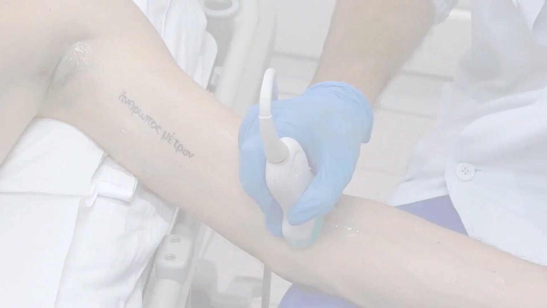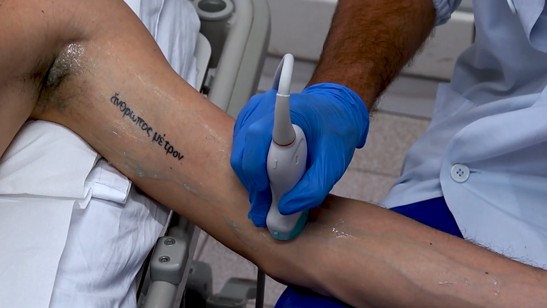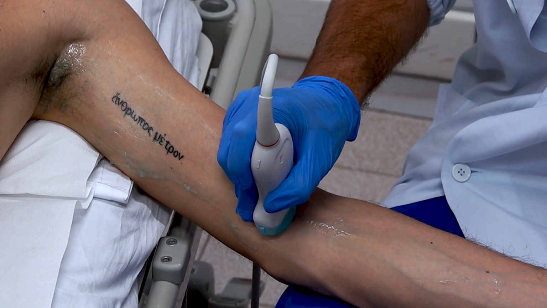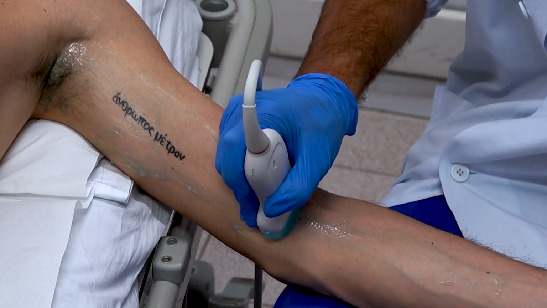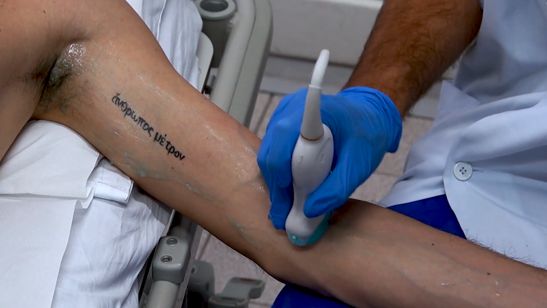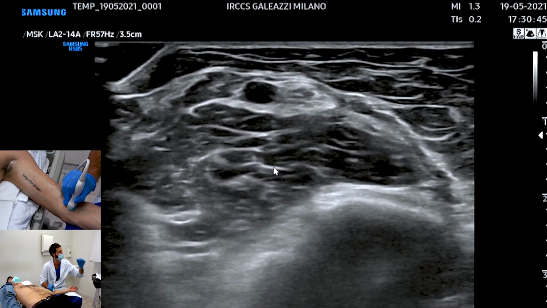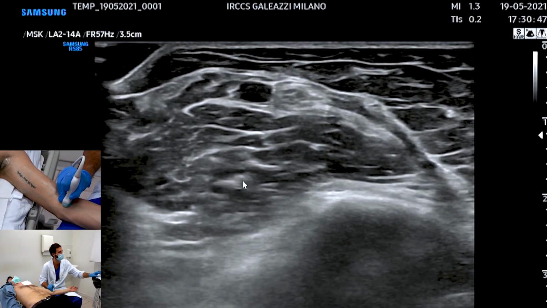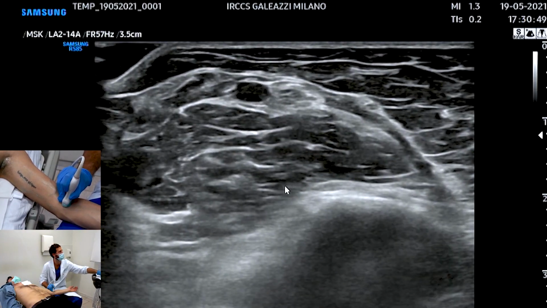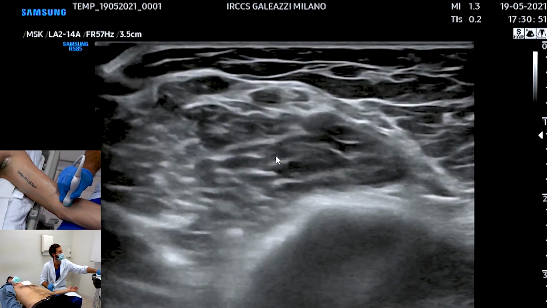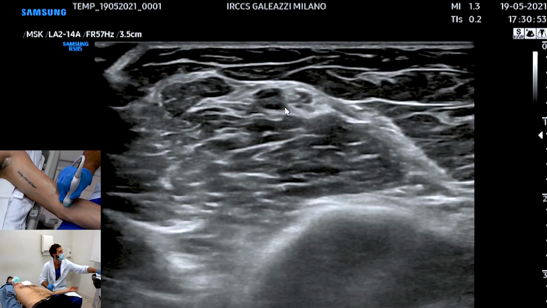And now let's go back again to the live ultrasound by Dr. Domenico Albano. Let's move to the elbow, where the median nerve travels superficially and can be identified over this large muscle, which is the brachialis muscle, always medial to the brachial artery.